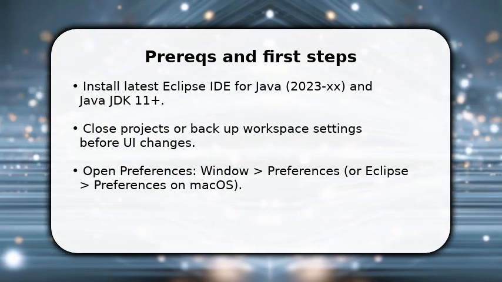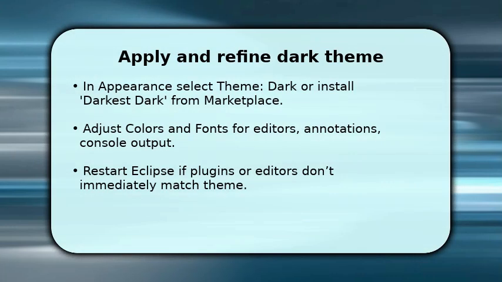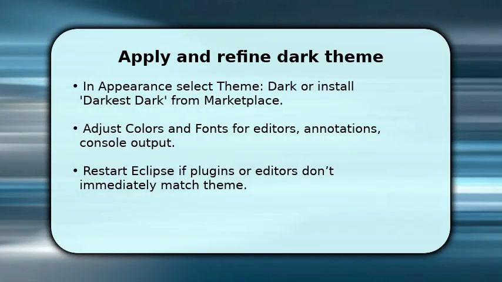You now apply a dark theme and refine visuals. In Preferences, General, Appearance, choose Dark. If UI elements remain bright, install a polished theme like Darkest Dark from the marketplace and apply it. Once done, tweak colors and fonts.